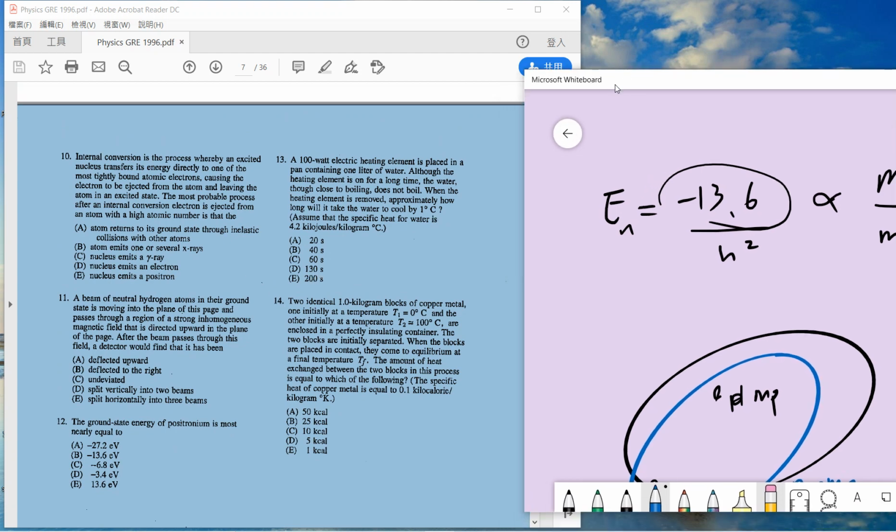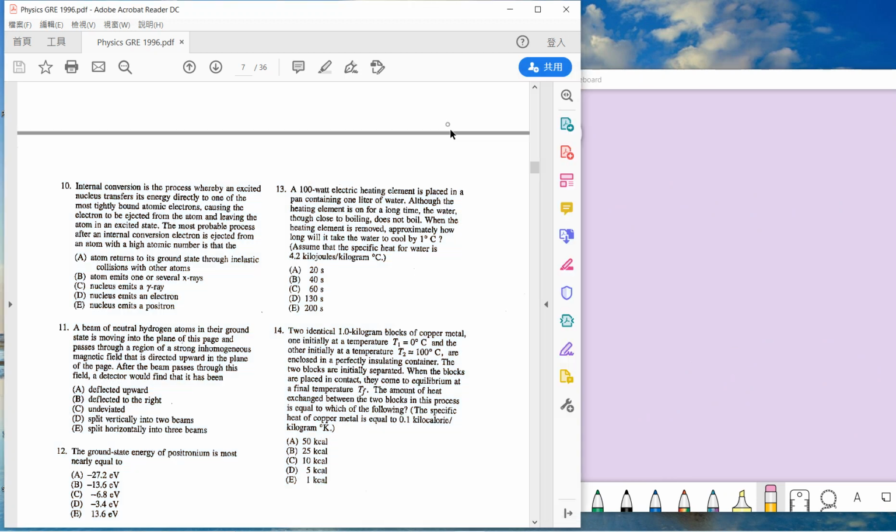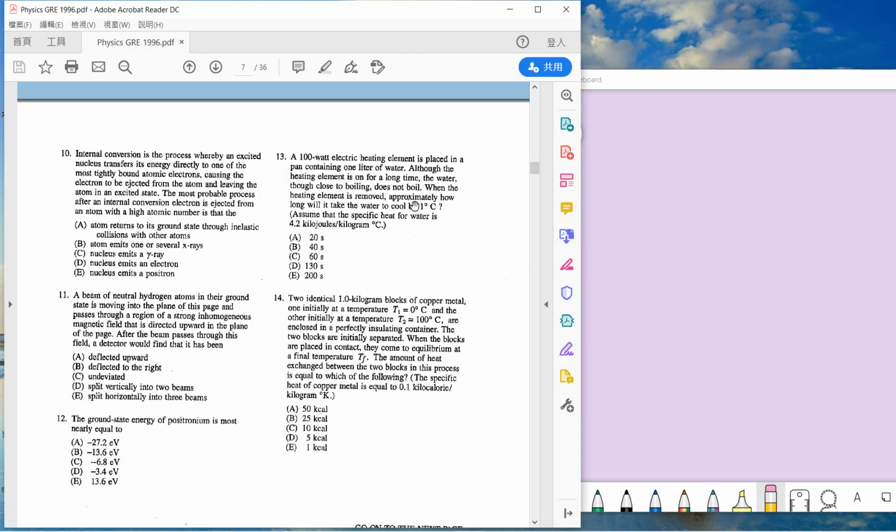Okay, so 13 says there's a 100 watt heating element placed in 1 liter of water. Although the heating element heats the water for a long time, close to boiling, it does not boil. When the heating element is removed, approximately how long will it take the water to cool by 1 degree?